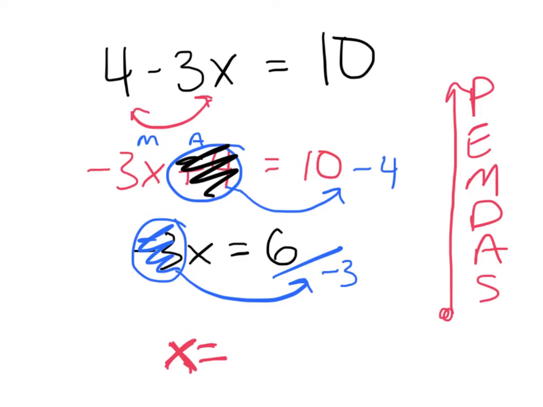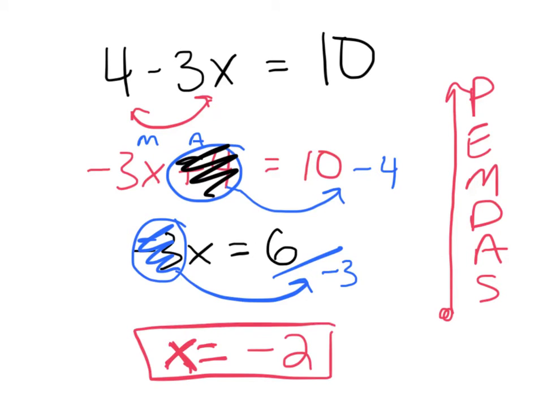Well, that's a positive 6 and a negative 3. Positive divided by negative is negative. And then 6 divided by 3 is 2. And that's the answer. So you can see, if I rewrite the problem at the beginning, it takes less effort later on.